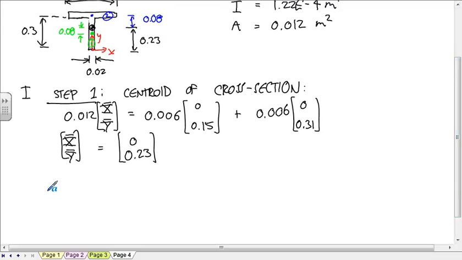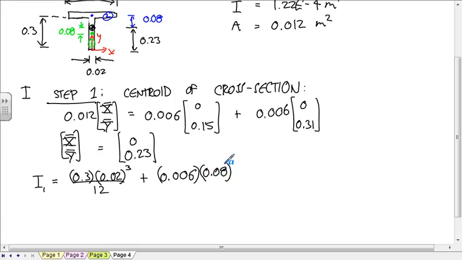Okay, so the moment of inertia of 1, that lower rectangle, is 0.3 times 0.02 cubed divided by 12, and then the parallel axis theorem part. So the area, 0.006, times the distance from that green circle, the center of that rectangle, to the centroid of the whole thing. So 0.08 squared.